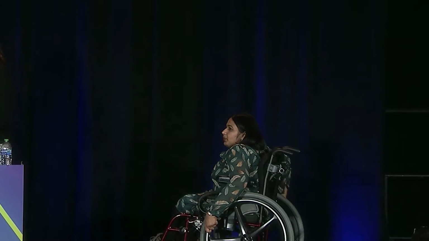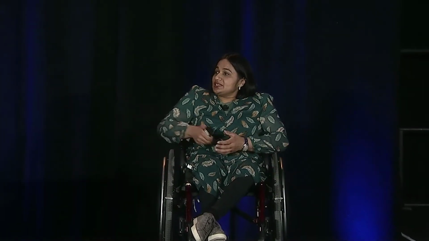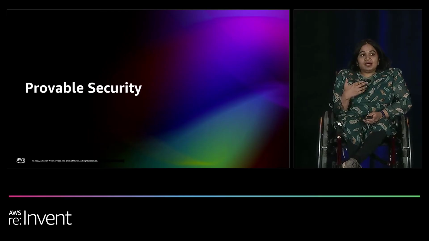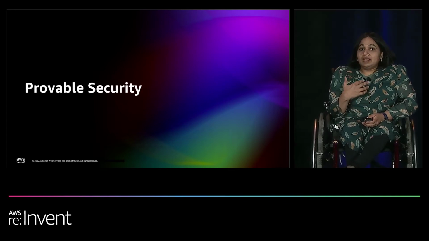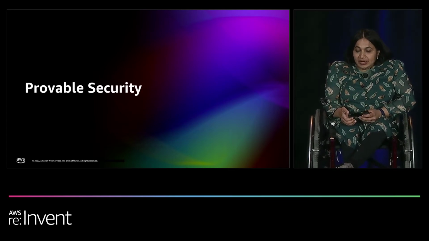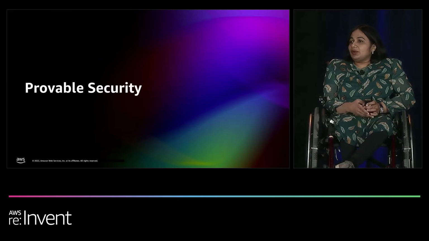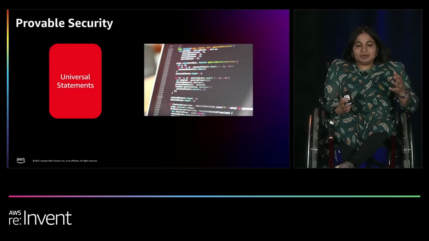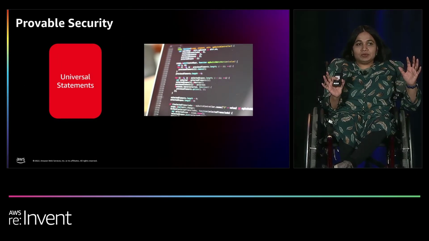I think it's really important to start thinking about how you are going to protect the data and how much assurance you have that your data is protected. And today I'm going to talk about provable security. To start off, I want to first build a mental model. And for that, let's think of code.